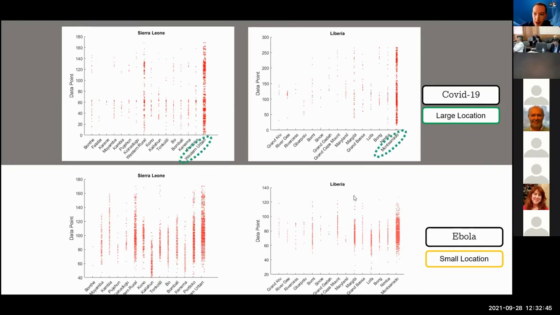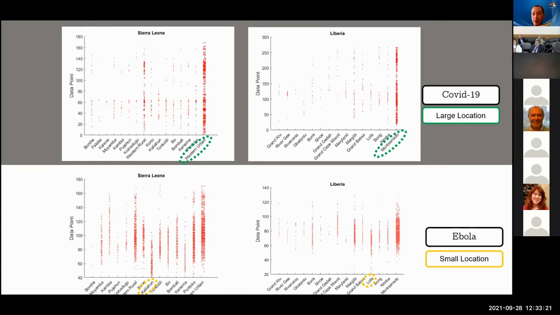Okay, so this is the large location, and this is the small location for Ebola. And you can see that for COVID-19, the gravity of the large location, the capital city, keeps the infection inside it. On the other side, for Ebola, you have the small population, but the reservoir got filled up quickly. And then the disease started spreading from that small filled-up reservoir to other cities.